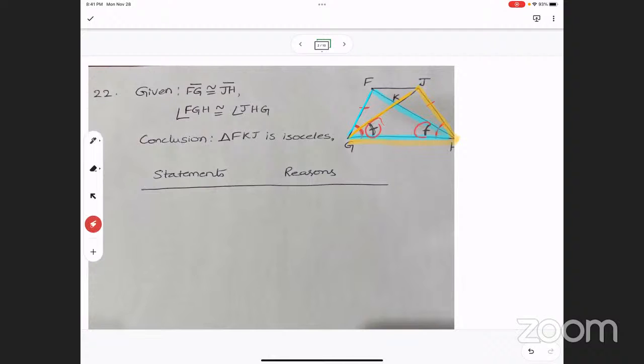Well, this is equal to this by CPCTC, right? Yeah. Okay, so, but that's not the angle I want. This is the angle I want right here. So then I can say that that is equal to that by what property?